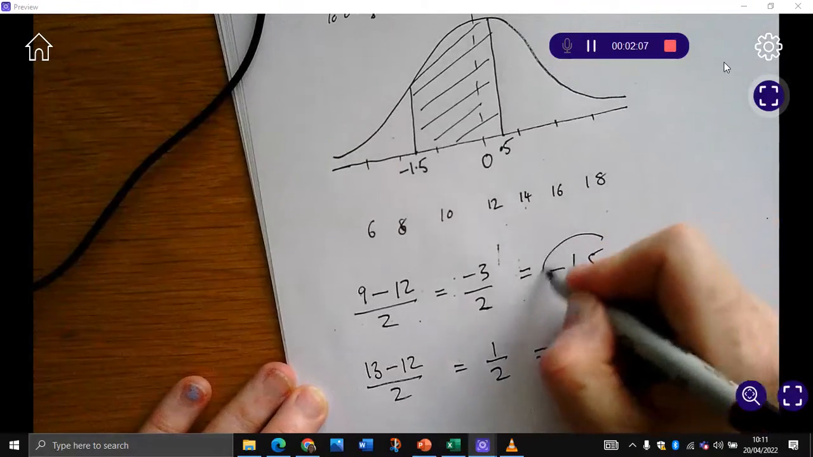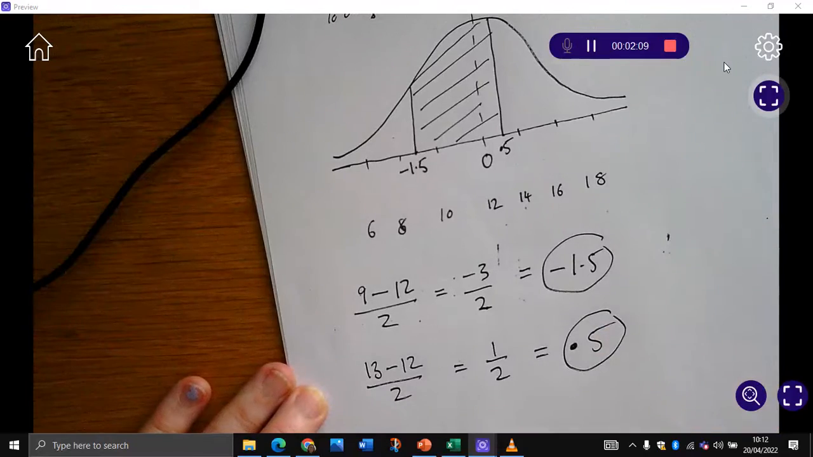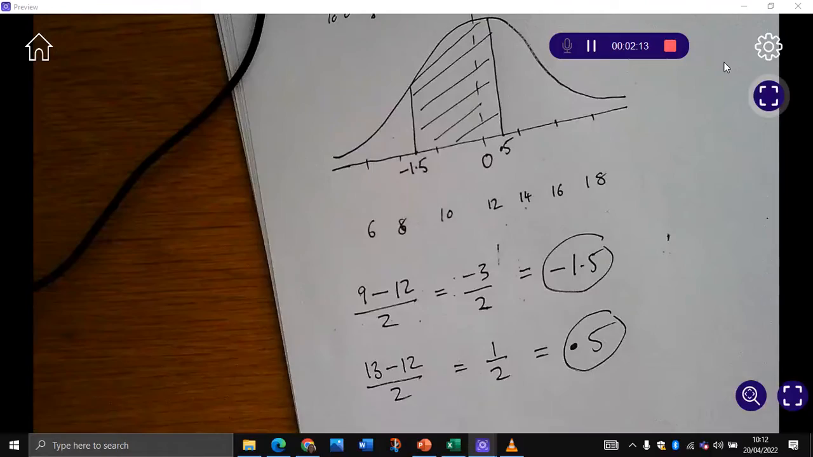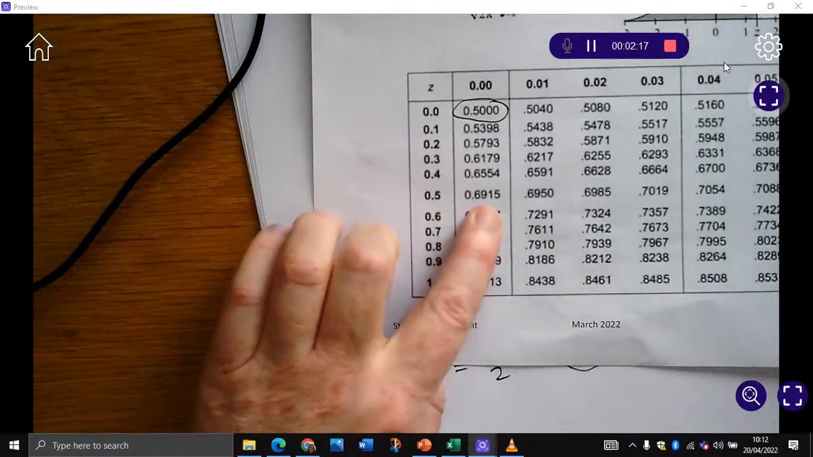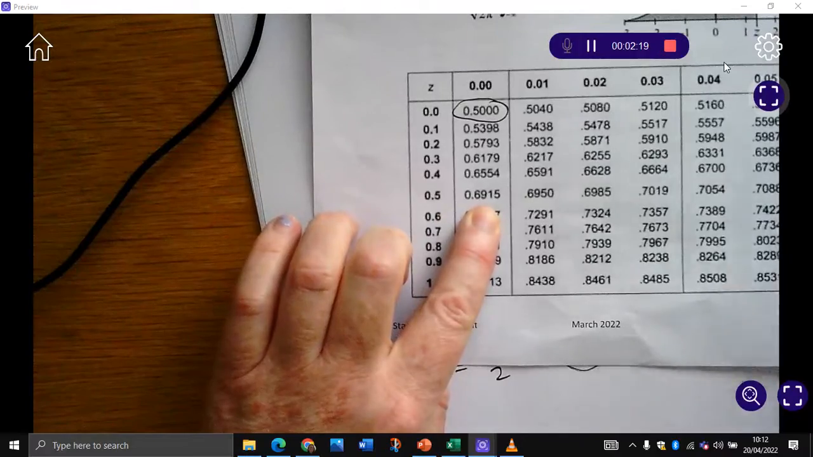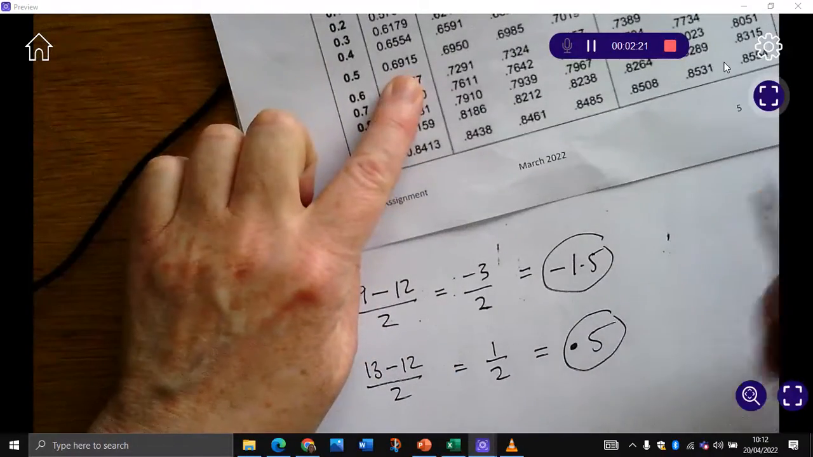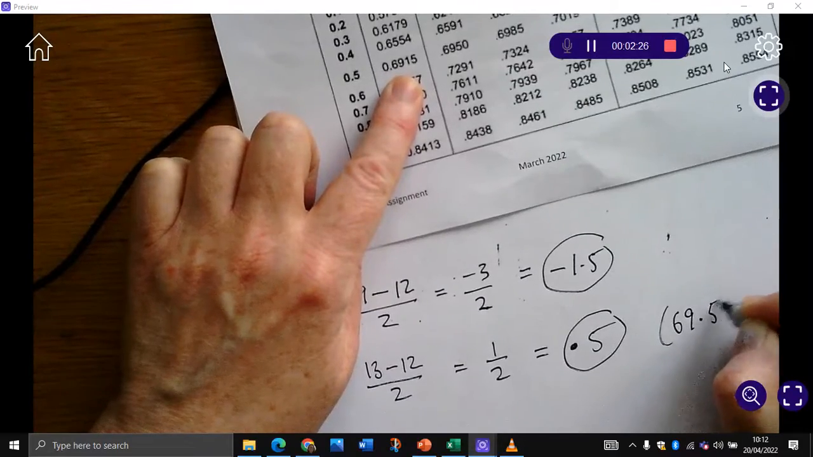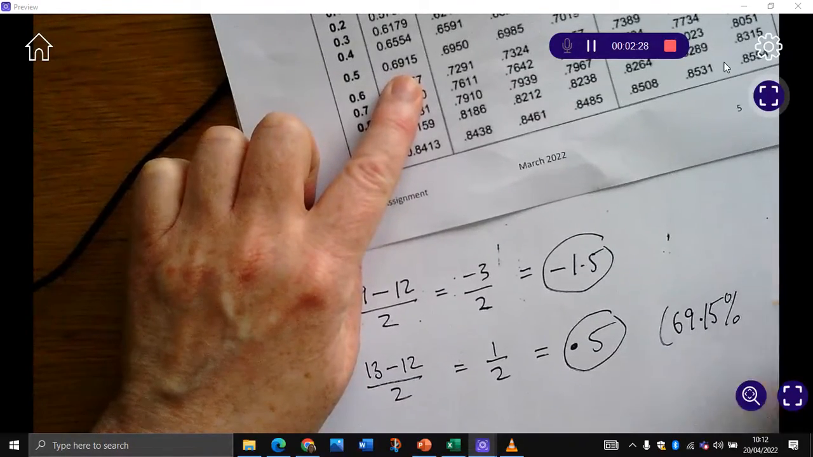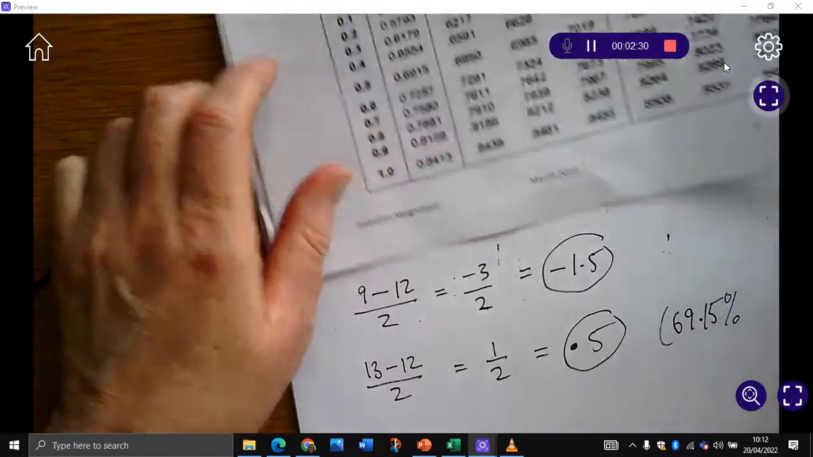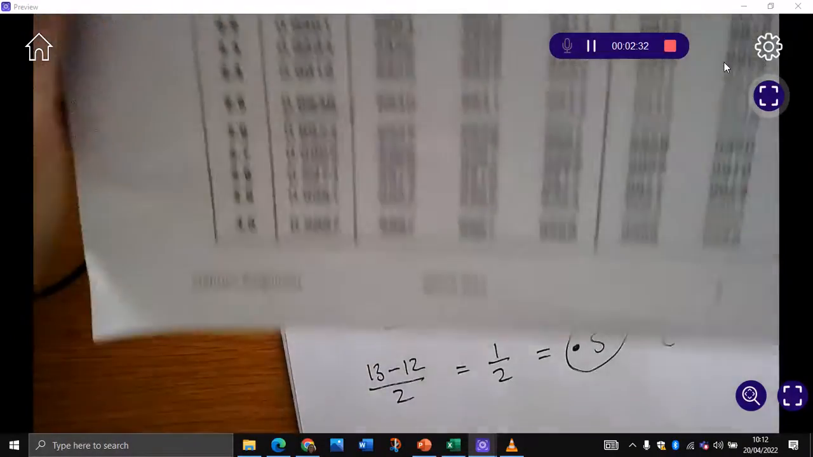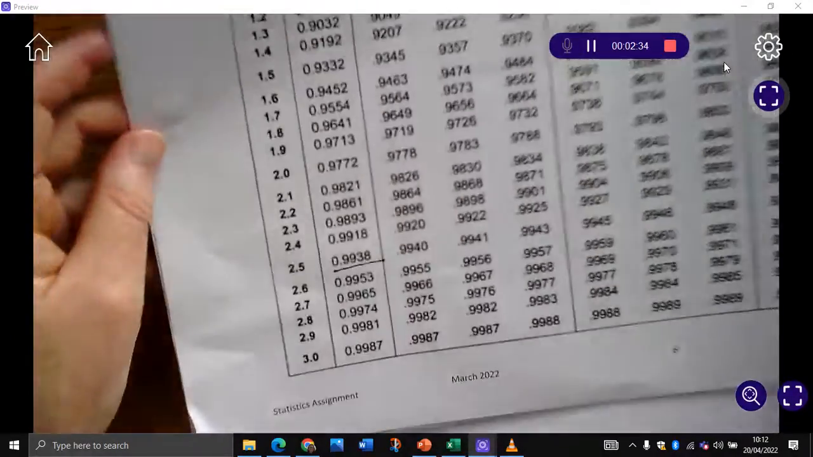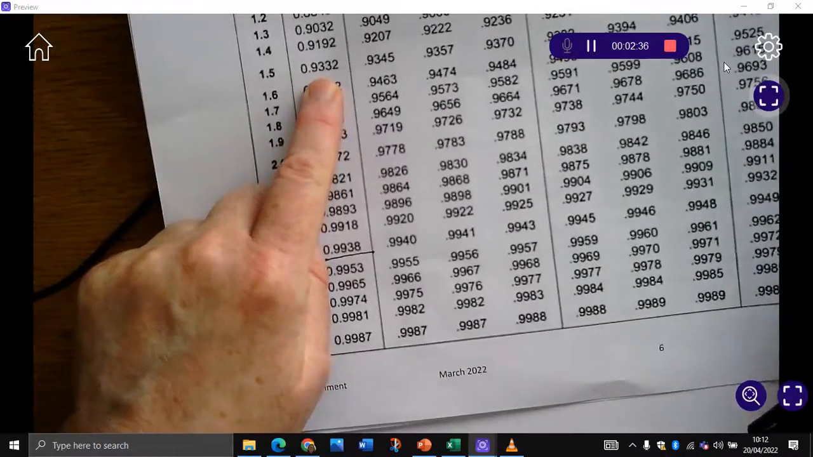So now once we've got these, we can convert them into percentages, right? So let's just do that very meticulously. So I'm going to start with 0.5, 69.15%. So I'm just going to put that 69.15%. And then we're going to go 1.5. We could ignore the minus for now because we're finding our way here. So 93.32%.